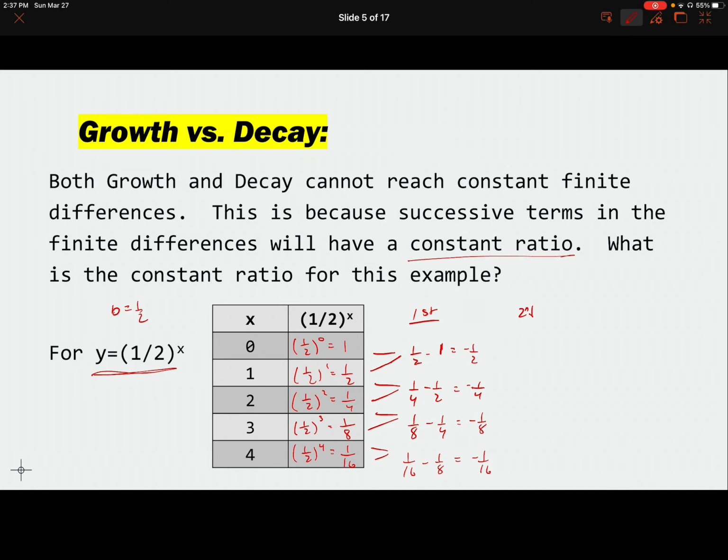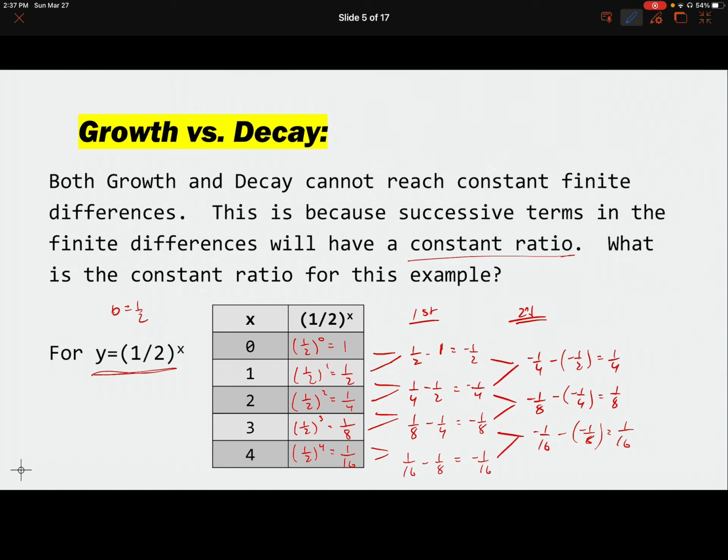Okay, moving on to our second differences. So negative 1/4 minus negative a half. That means negative a quarter plus a half. That's going to give us a positive a quarter. Negative 1/8 minus negative 1/4. That means we have negative 1/8 plus 1/4. That's going to give us positive 1/8. And our last one, negative 1/16 minus negative 1/8. That's negative 1/16 plus 1/8. That's going to give us positive 1/16.